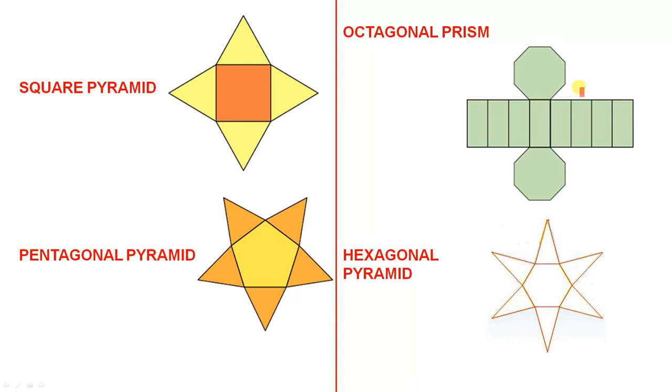The octagonal prism, 1, 2, 3, 4, 5, 6, 7, 8. There have to be 8 rectangles. Of course, it's called an octagonal prism. There's your base and there's your top. Fold them around, and that's what you get.